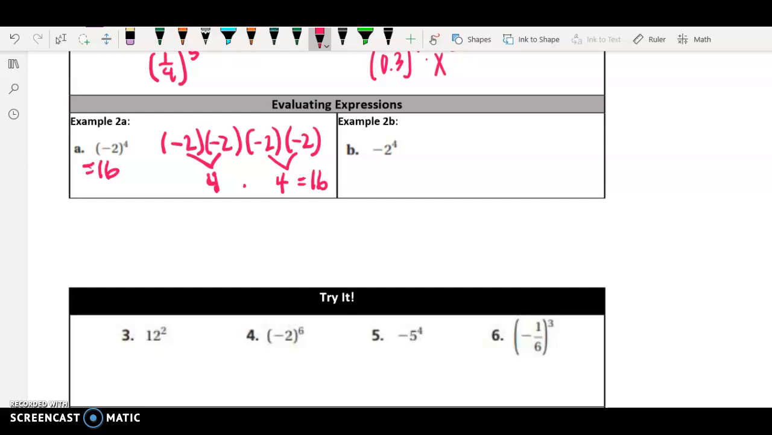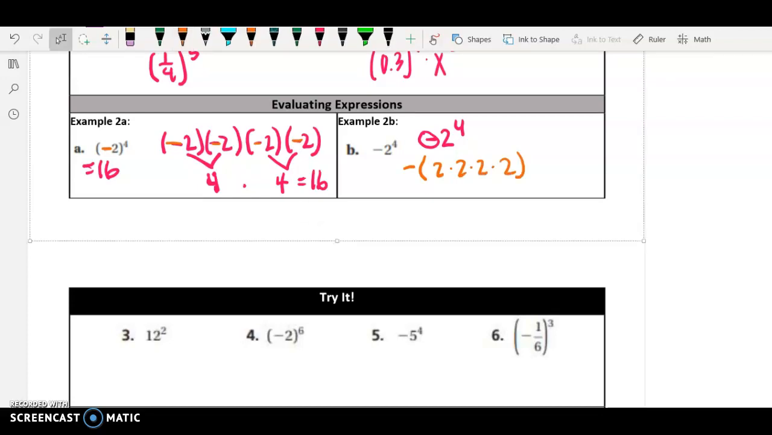For the next example, we have -2 to the 4th power, which means this negative is actually on the outside. Since there's no parentheses, like over here where the negative was in parentheses, so we put the negative in each of our factors, in this one what it means is we have negative, and then 2 times 2 times 2 times 2, so 2 four times. 2 times 2 is 4, times 2 is 8, times 2 is 16. So we have 16, and then times negative, which means that our answer is negative 16.